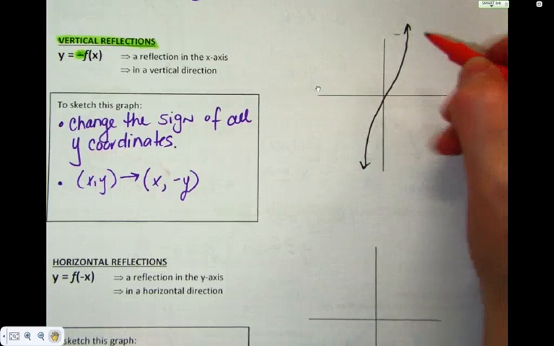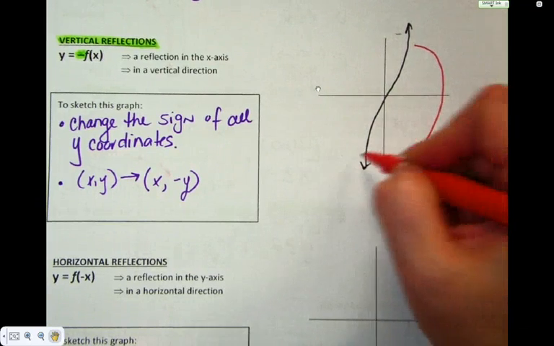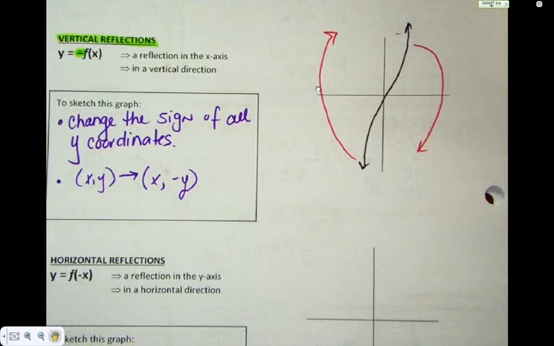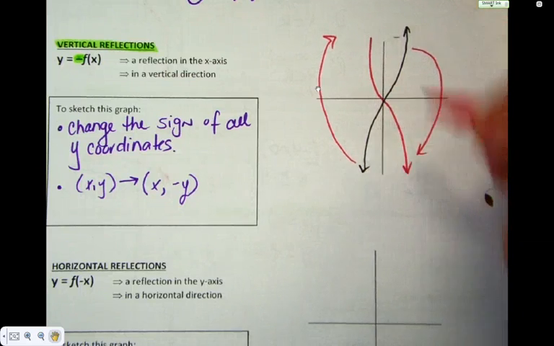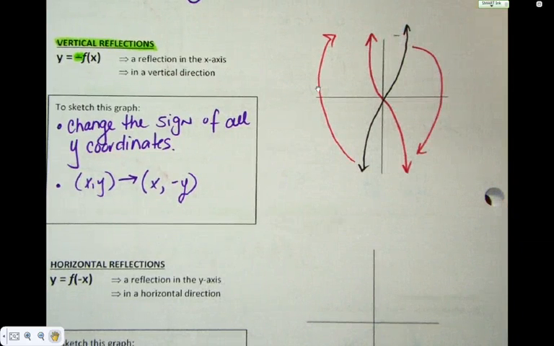Okay, so vertical reflection means the top is going to go to the bottom and the bottom is going to go to the top. So it'll start on the left-hand side and then go down. So there's what a vertical reflection looks like with something other than a parabola. So bottom goes to top, top goes to bottom.